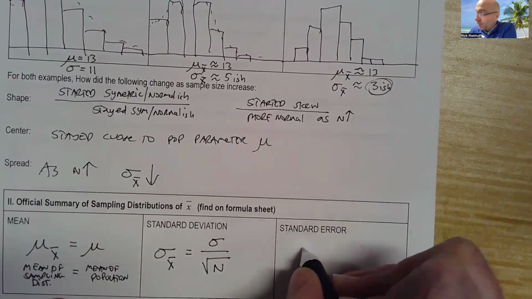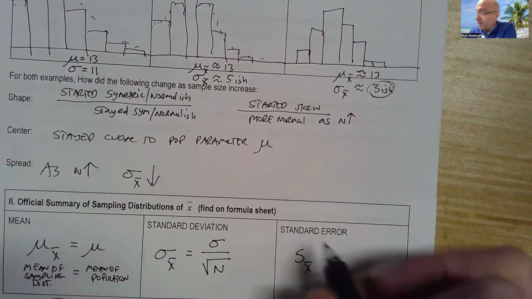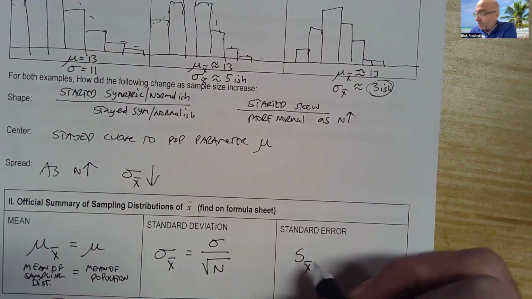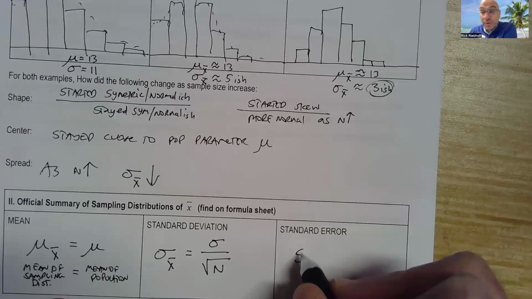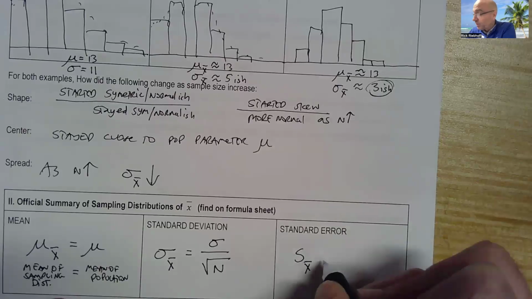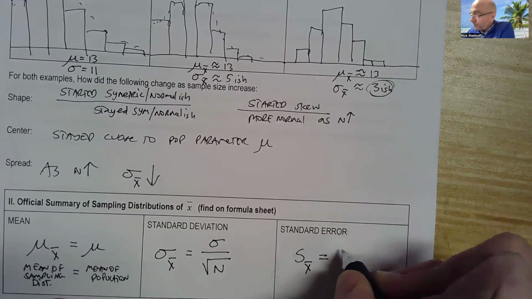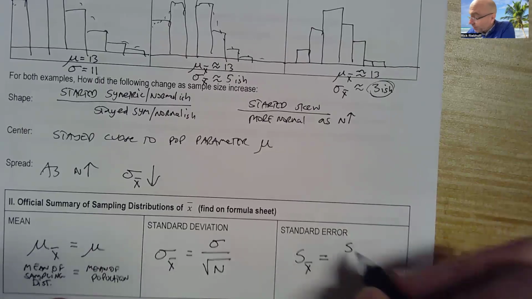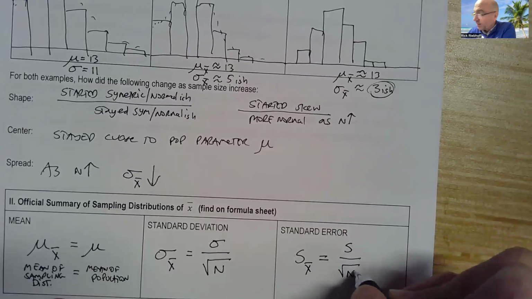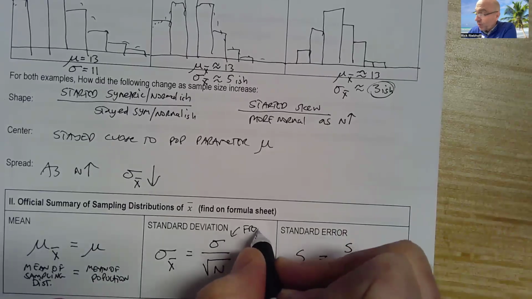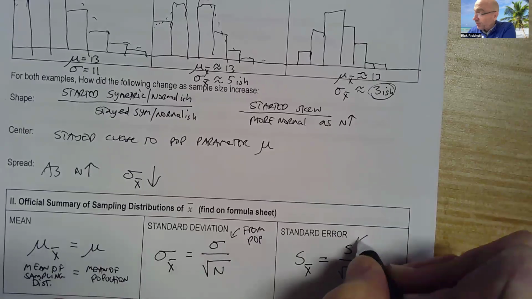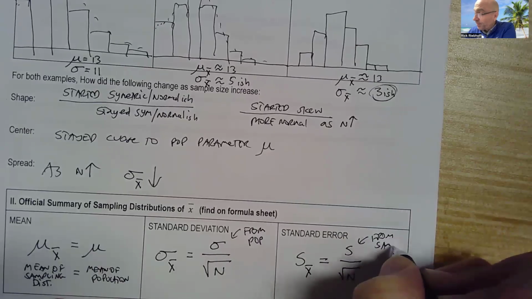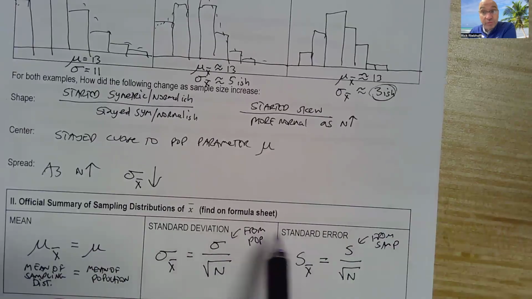All right, standard error, same thing, except we are using a statistic. So this is the sample standard deviation of our X bars, equal to the standard deviation of our sample divided by the square root of n. This one is from the population. This one is from the sample. These two should be close. This is a good estimate, we believe, of this, which is why we can use this if we don't know this.